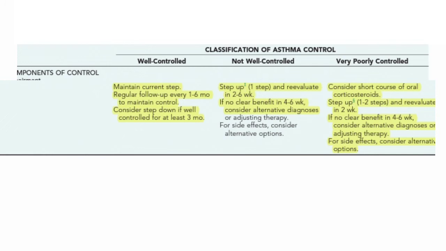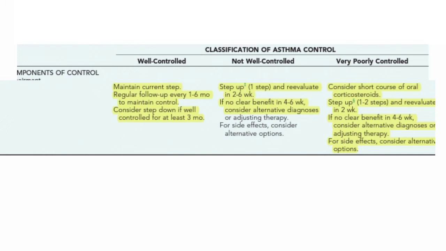And again, after 3 months, you can step down the patient to SABA as required. So this is the pattern. If the patient has the second type of control classification, that is, not well controlled, in that case you will step up one step. Like, the patient is on step 2, then you will shift to step 3, and you will re-evaluate the patient in 2 to 6 weeks. If there is no clear benefit in 4 to 6 weeks, consider an alternate diagnosis.